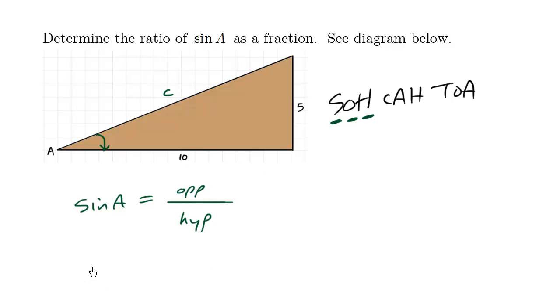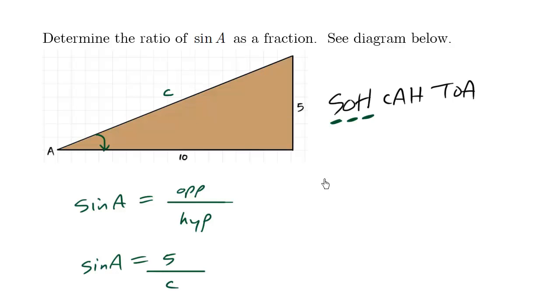So for our example, the ratio means numerator divided by denominator. Sine of A is equal to the opposite. If we put our finger on this A angle, the opposite would be a 5 over the hypotenuse, which is C. But we don't know what C is. However, we can find it.